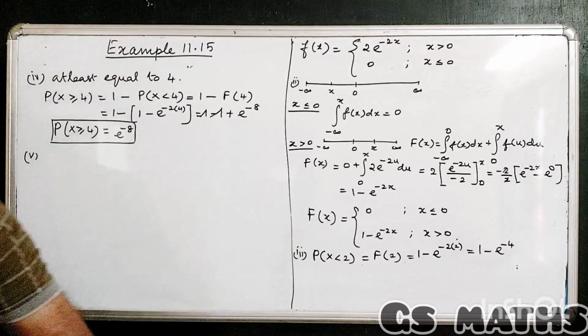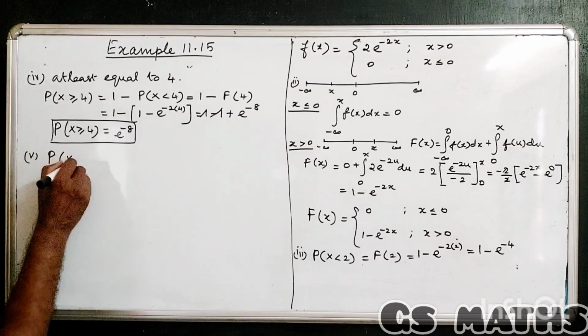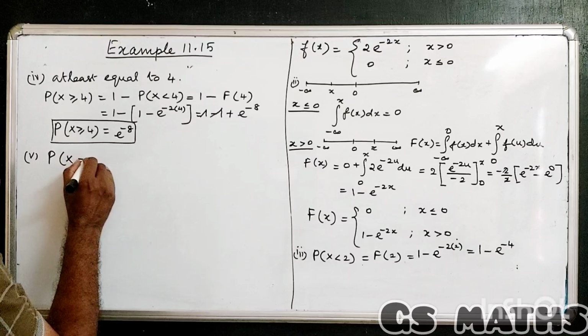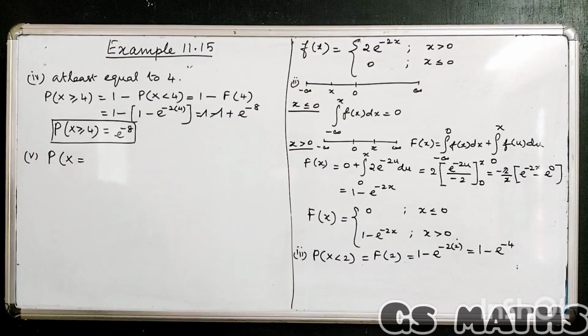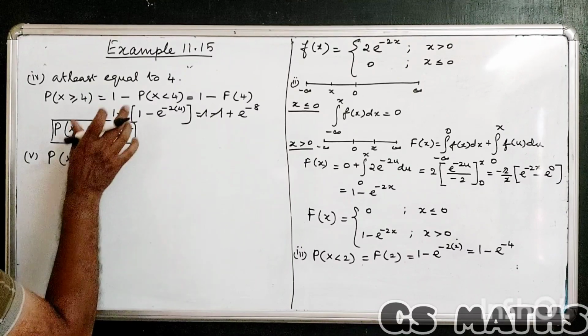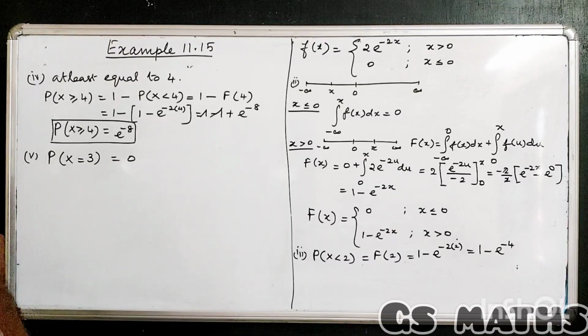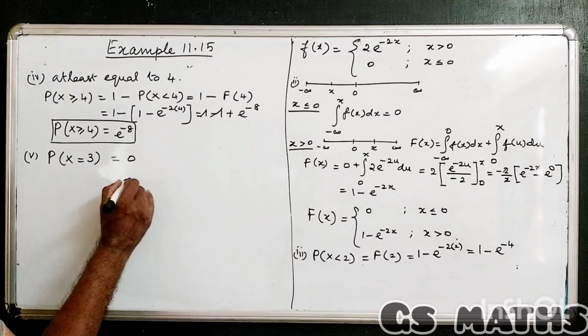Now coming to the last one, which is the fifth. P of x is equal to 3 is asked here. For a particular value of x in a continuous distribution, the probability is 0. We already know that for a continuous function, the probability at a particular value is 0. So P of x is equal to 3 is equal to 0.